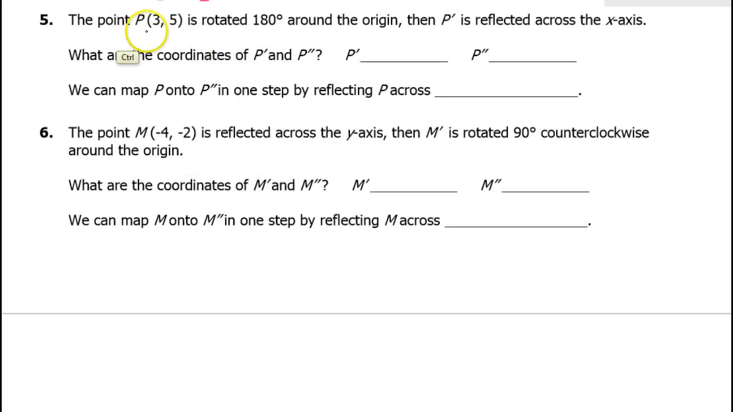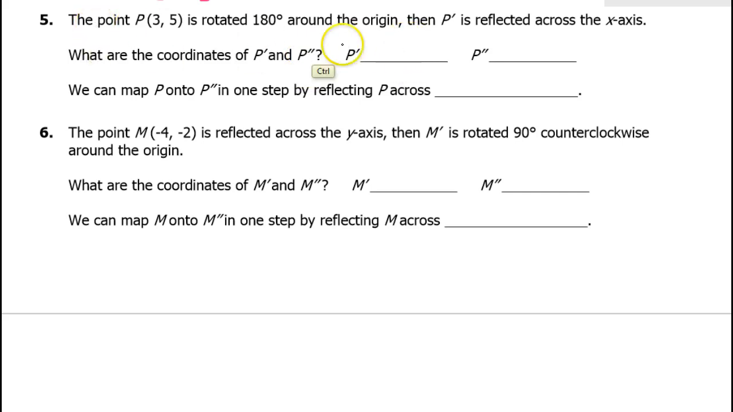All right, problem number 5. The point 3, comma 5 is rotated 180 degrees around the origin. And then now you have P prime. That's reflected across the x-axis. All right, what are the coordinates of P prime and P double prime?